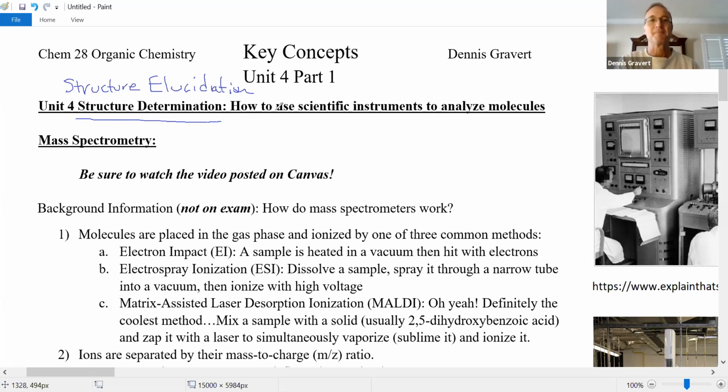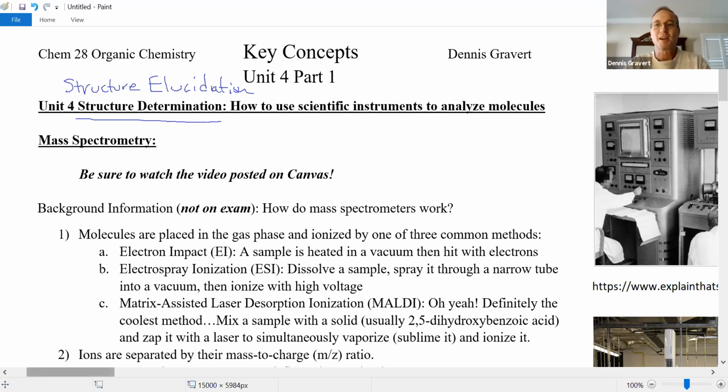Okay, so what's this unit about? So first thing we're going to talk about is mass spectroscopy, mass spectrometry. It's all about trying to measure weights of molecules. And from that, we can figure out what their chemical formulas might be. And that gives us a lot of information as to what the molecule might actually look like, how it's put together.